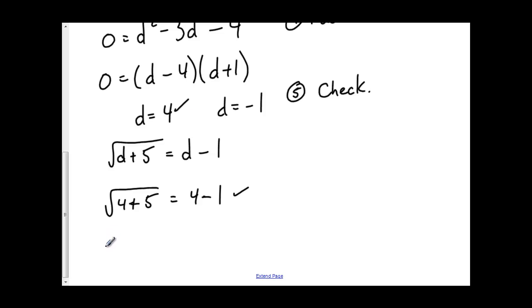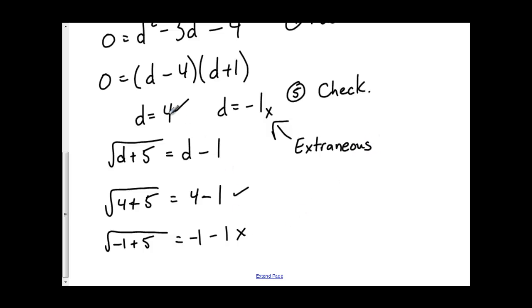4 will work. If I substitute in the negative 1, I get the square root of negative 1 plus 5 equals negative 1 minus 1. Negative 1 plus 5 is 4. Take the square root, I get positive 2. If I take negative 1 and negative 1, that doesn't work. So this value here is not a solution, and we call it extraneous. So the only solution to this equation is d equals 4.